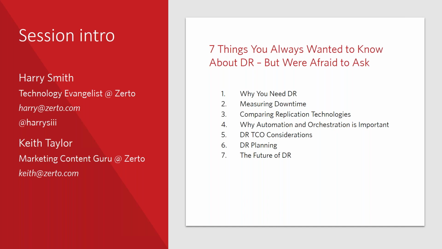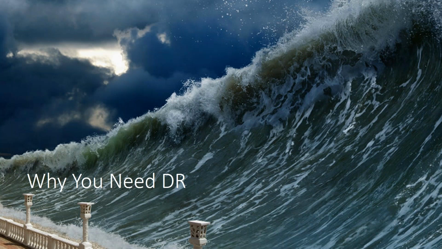As you can see just briefly there, this is what we're looking at in this webinar, covering a few brief subjects: why you need DR, what the cost of downtime actually is and how we can measure that, what the different technologies available to you are, and in particular why automation and orchestration within those technologies and solutions is important to consider. Looking at the total cost of ownership for DR as well, trying to give you a little bit of assistance with planning and how you can build out your own DR plans. And then finally looking at the future of DR and where that is perhaps going to head in the next couple of years as well.